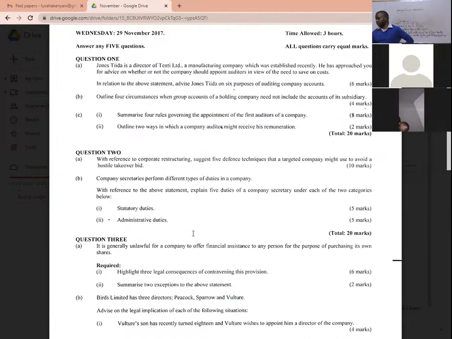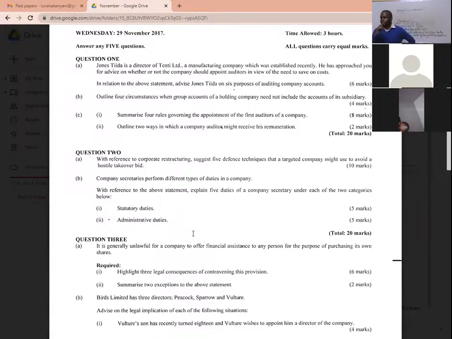But in this case, they are asking you to distinguish them as statutory and administrative. Company secretaries perform different types of duties in a company. With reference to the above statement, explain 5 duties of a company secretary under each of the 2 categories below: statutory duties and administrative duties. Statutory duties are those outlined under the Companies Act, under the statutes.